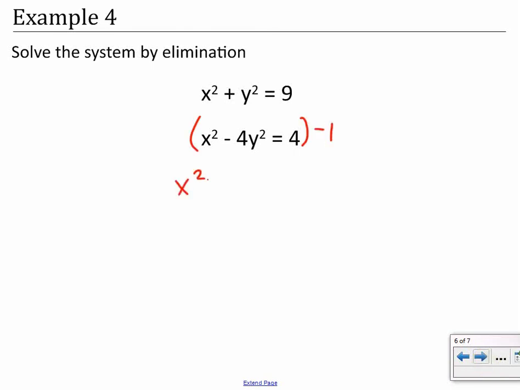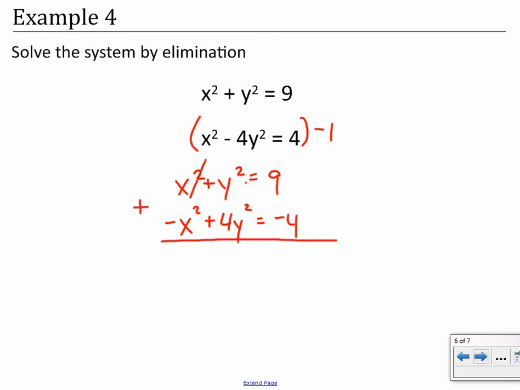So then I'm left with my first equation, and then my second equation becomes -x squared plus 4y squared. Sorry, it should be a 9, equals -4. And then when I add them together, x squared and -x squared are just 0. Y squared plus 4y squared is 5y squared. And then 9 and -4 is 5. So now this is much easier to solve. I just divide both sides by 5. I get y squared equals 1.